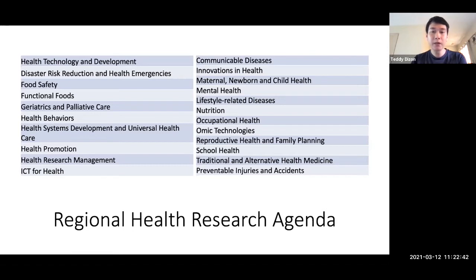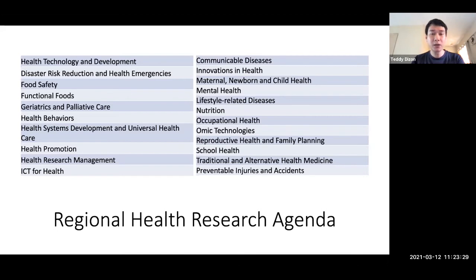So I'll be reading. Health promotion, 92% agrees. And then health research management, 85%. ICT for health, 100%. Communicable diseases, including emerging and re-emerging diseases like COVID-19, 100%. Innovations in health, 100%. Maternal newborn child health, 92%. And then mental health, 100%. And then lifestyle-related diseases, 108%. So actually 100% ito. So stop sharing, sir.